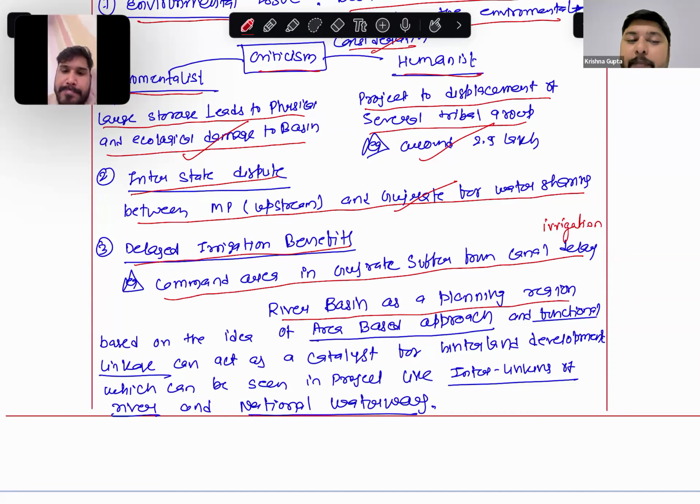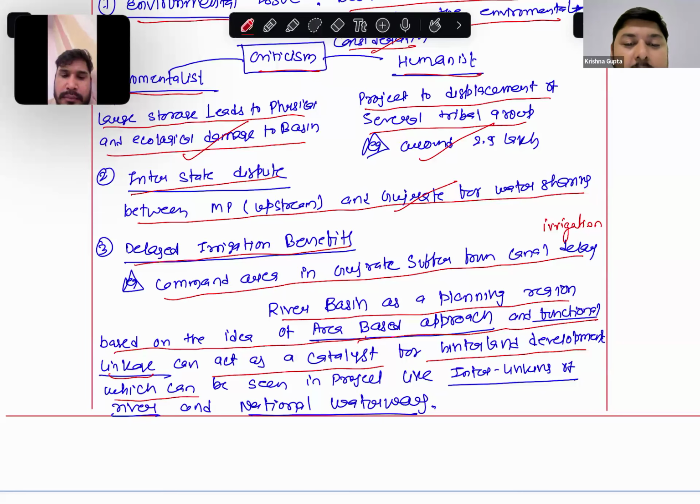So river basin as a planning region, based on the idea of an area-based approach and functional linkage, can act as a catalyst for hinterland development, which can be seen in projects like inter-linking of rivers and national waterways. So the conclusion is very good.